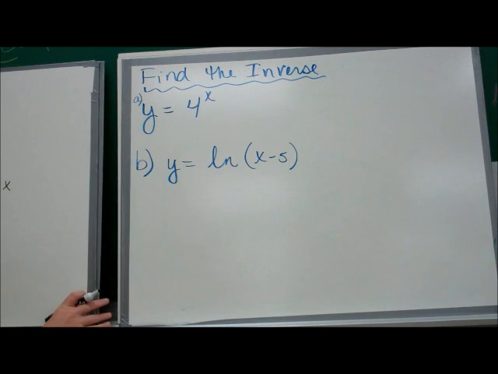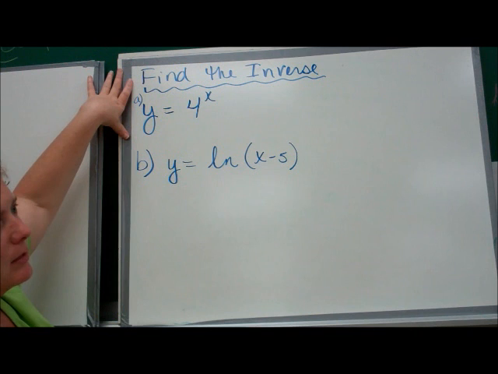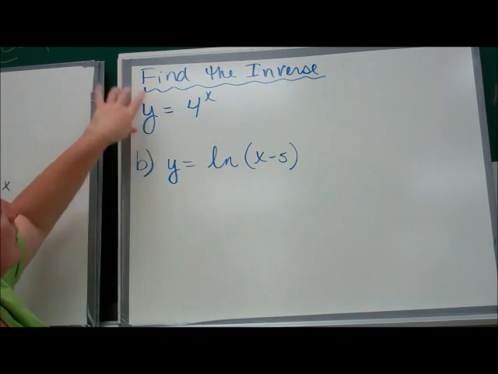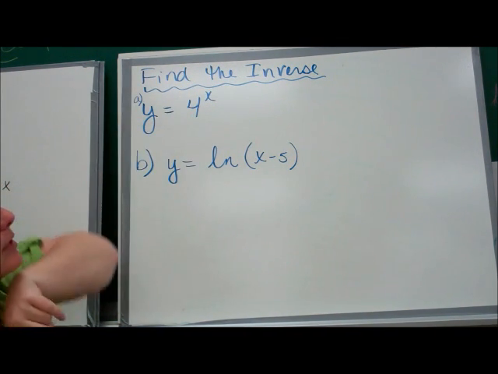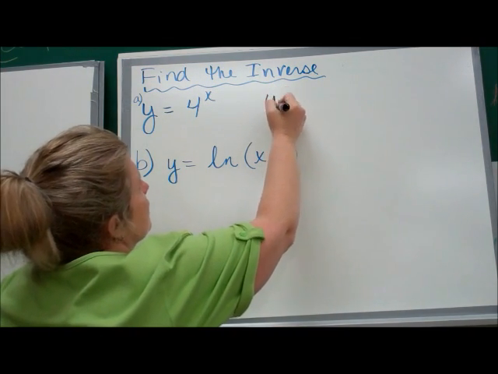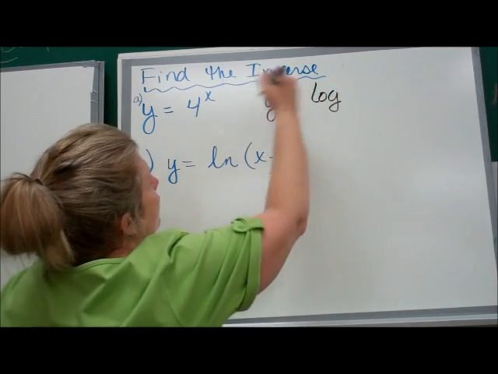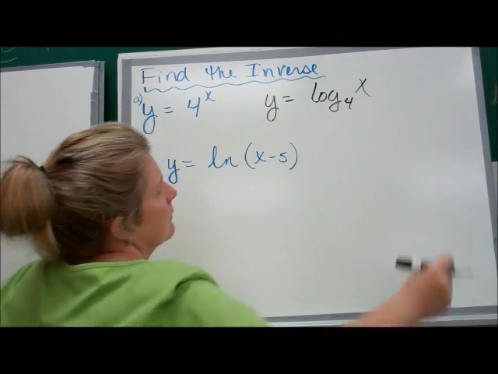Okay, finding inverses. y equals 4 to the x. What's the inverse? Well, this is an exponential, so the inverse is going to be a logarithmic. So the inverse is just going to be, and this is by definition, log base 4 of x.